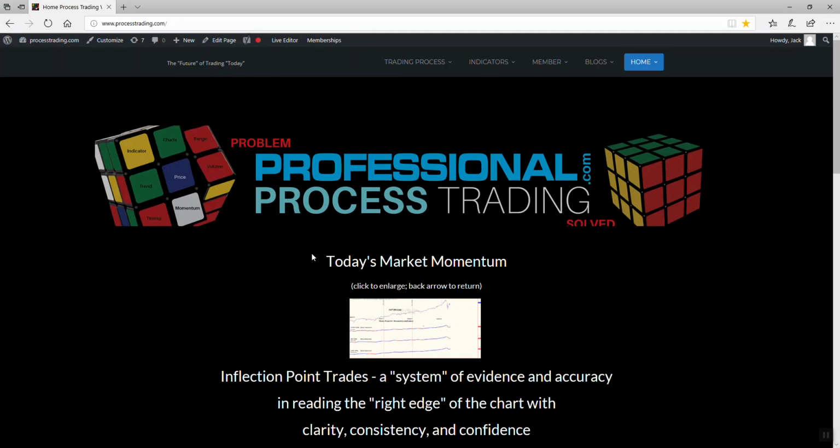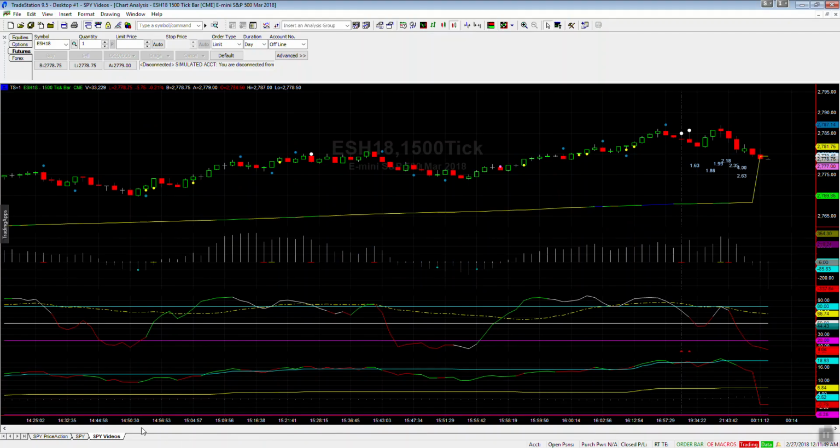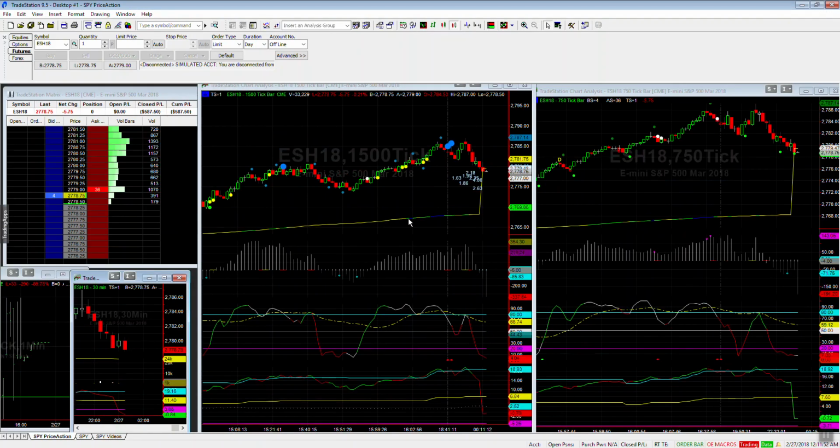processtrading.com for day trading the S&P E-mini futures with the inflection point trade system. This is the site right here. Let's take a look at the system. And this is the trading screen. Basically, it trades in TradeStation.